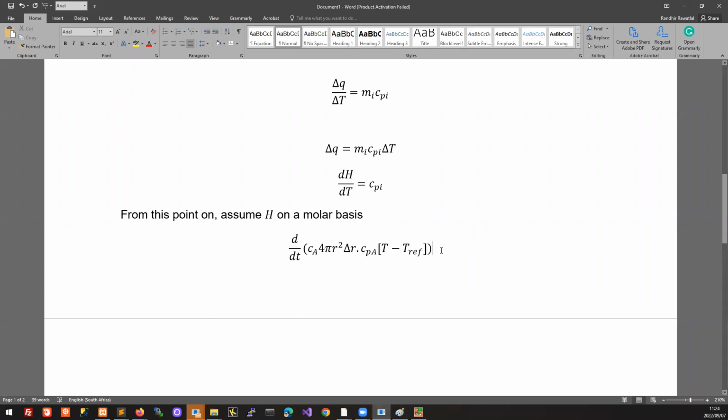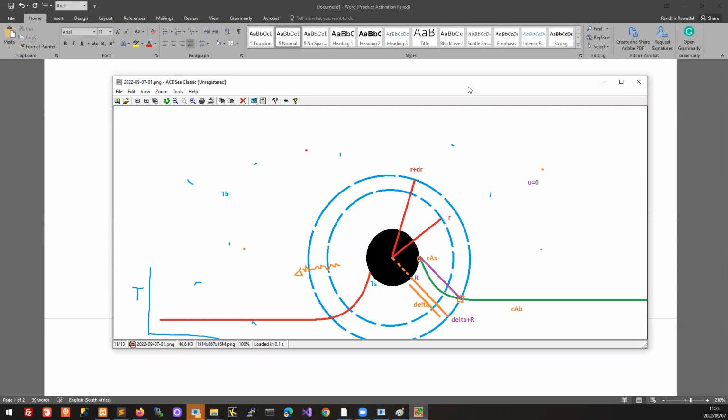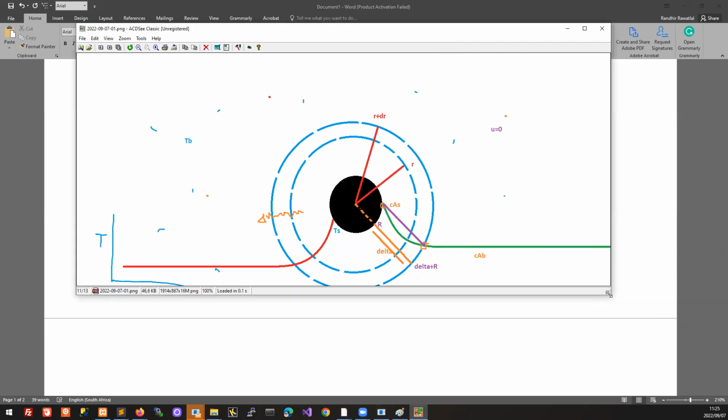Okay, so that's the energy in the space. The next thing to look at is the flux of energy across that space as well. So in fact, we need this picture again now.